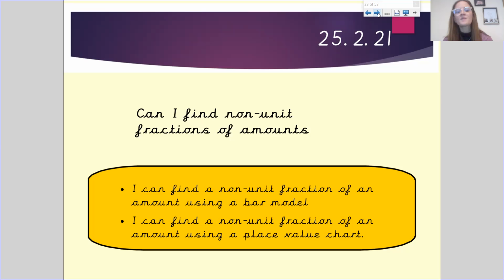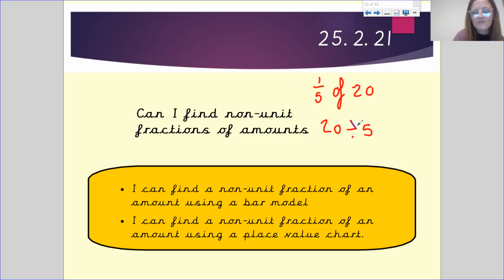So, as mentioned in the beginning, we're going to be finding non-unit fractions of an amount. Remember that when we were looking for unit fractions of an amount, so for example, if we said, what is 1/5 of 20, we would divide 20 by the bottom number, which is 5. So we'd say 20 divided by 5, which would give us 4. Okay, and obviously we can times it by the top number, which is 1. So 4 times 1 is equal to 4.